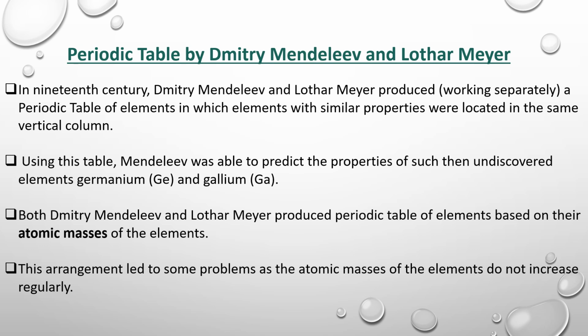Both Dmitry Mendeleev and Lothar Meyer produced periodic tables of elements based on their atomic masses. This arrangement led to some problems, as the atomic masses of the elements do not increase regularly.